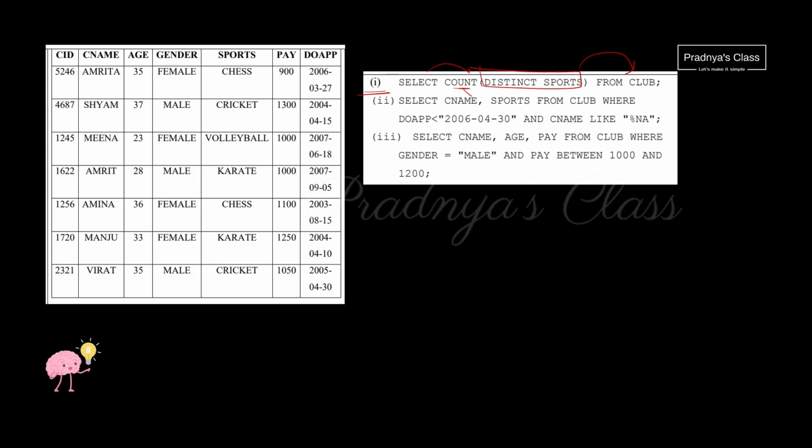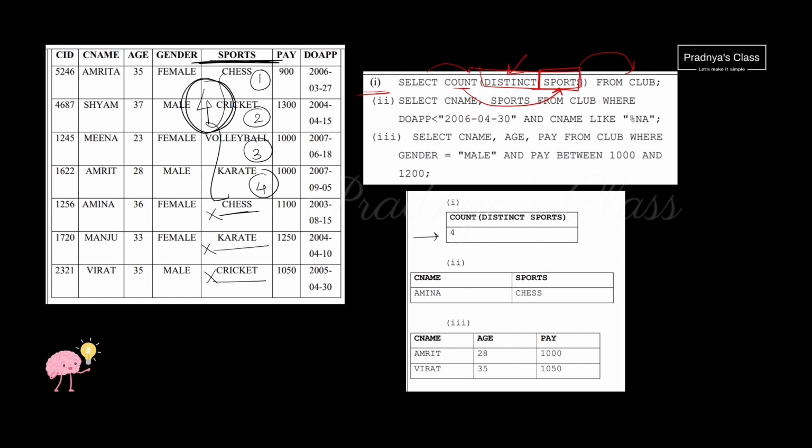Here the count function is applied on a column. So we will be counting sports. With the distinct keyword we know we have to remove duplicates. Then look at the column sports. Here is the first sport name chess, the second is cricket, third is volleyball and fourth is karate. In the next row there is chess, it is repeated. Even karate got repeated. Finally we have cricket, that is also repeated. So distinct sports we are getting as 4. Look at the output, we got the correct answer. After the select statement, whatever we write, it will come as a column header.